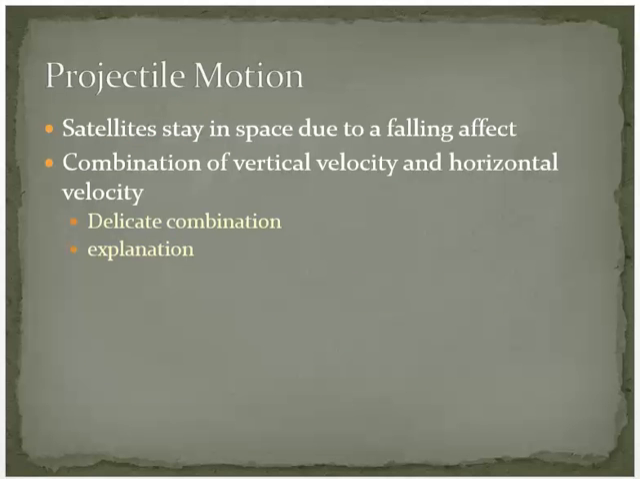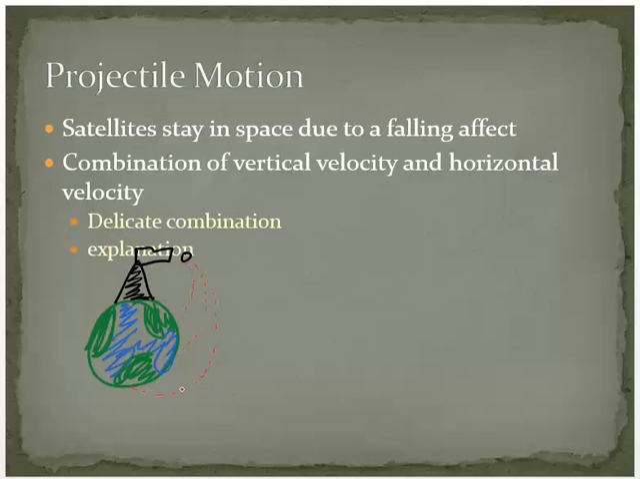Projectile motion. We haven't talked about projectile motion, but it is one of the things that helps satellites stay in space due to a falling effect. Here's what I want you to understand. What we have here is this ball, a picture of the Earth, a mountain, and a cannon up here. If I shoot this ball with a little bit of speed, it's going to fall down here. If we shoot it faster, it goes farther, but it still falls back to the Earth. Notice we still have this falling effect.